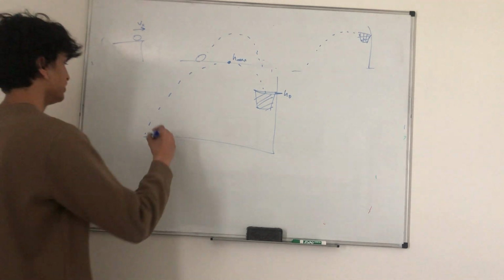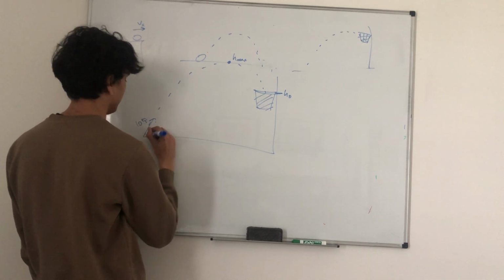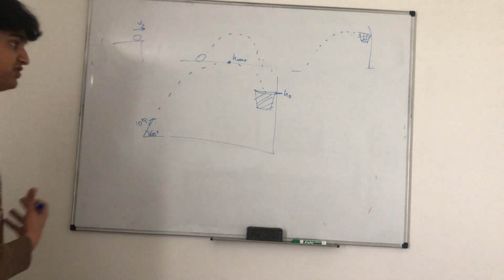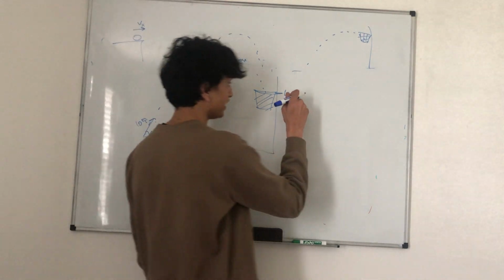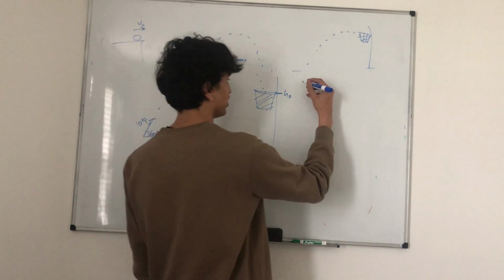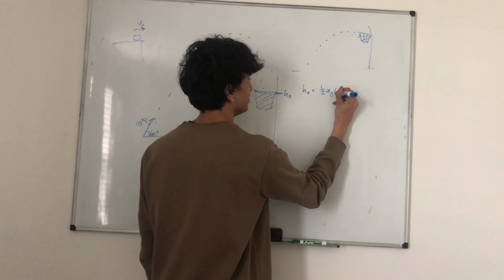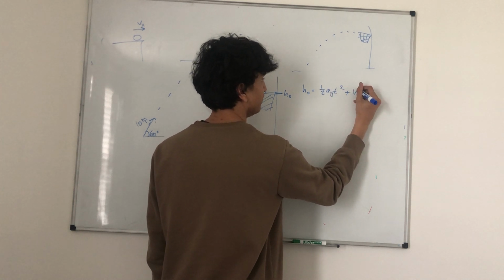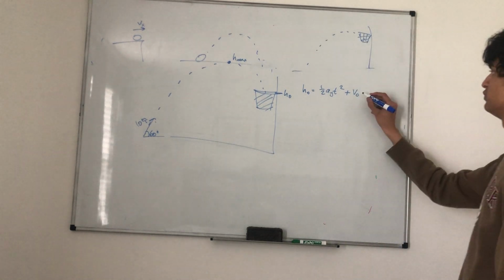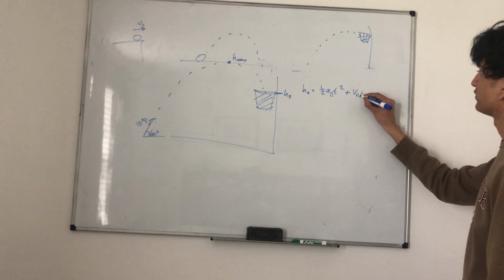Given the velocity, we'll give, say, 10 meters per second with an angle of 60 degrees. What you could do is say h naught, the height that it's going to reach. Initially it starts at 0 height, and then it's going to be at h naught. So the change in height is just h naught, and that's going to equal 1/2 a_y t squared plus v naught y times time.